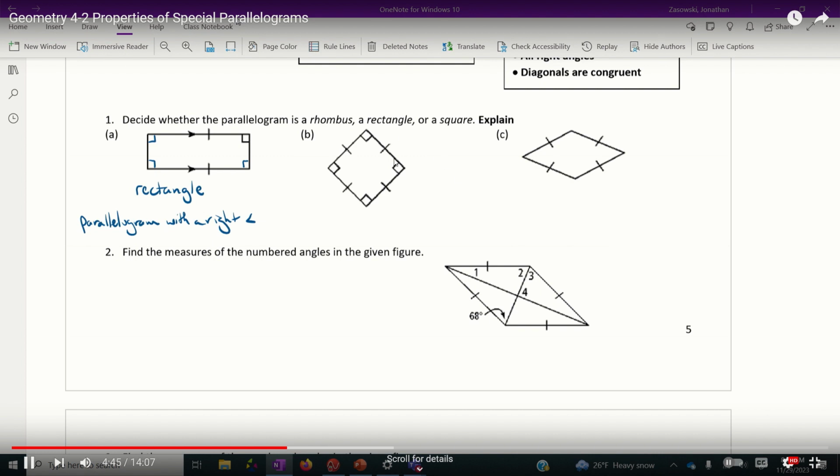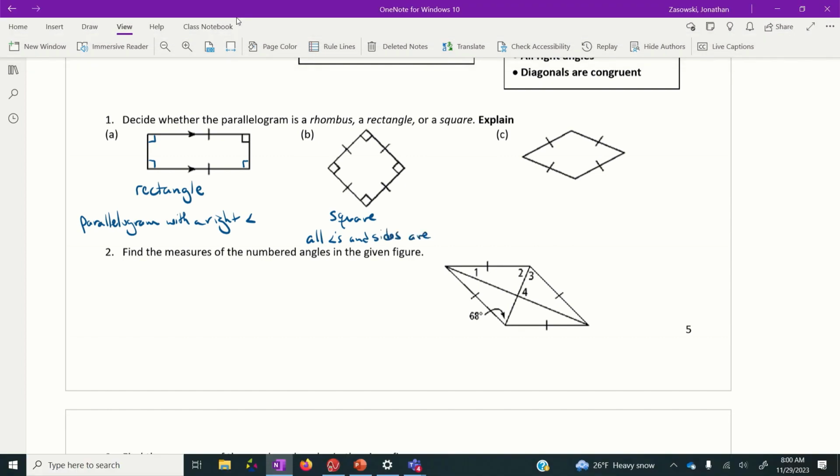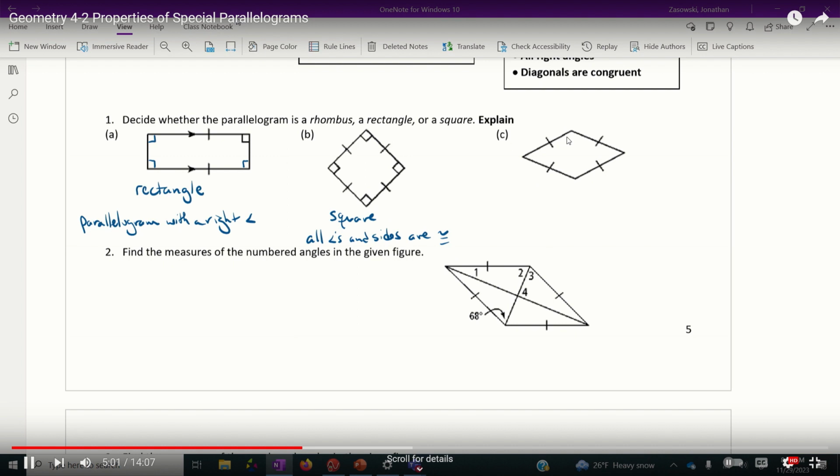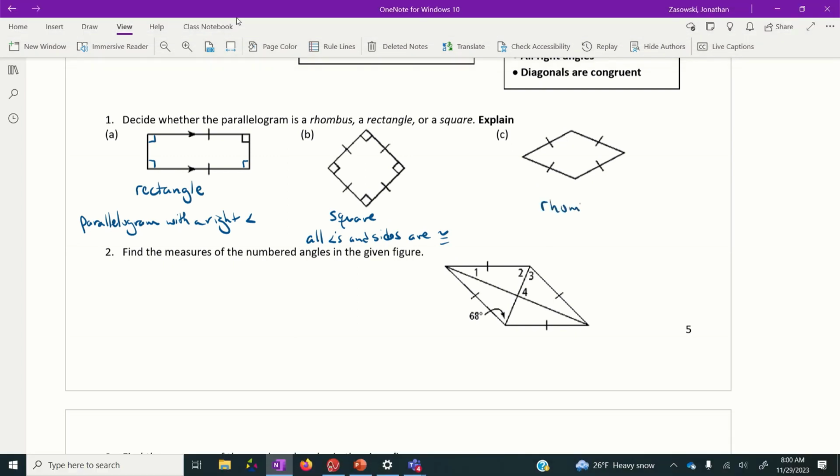This next shape we can see has all the sides and all the angles marked congruent, so that's going to make it a square, and we can just justify it by saying all angles and sides are equal. The last shape over to the right there you can see the four sides marked congruent. So that means it's going to be a rhombus. And we can just justify that by saying that all sides are congruent.